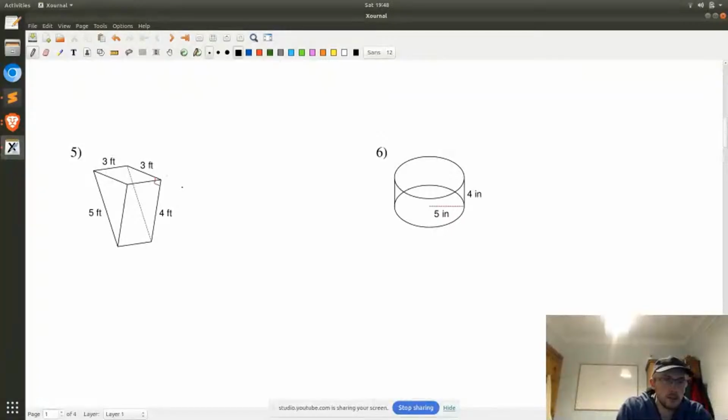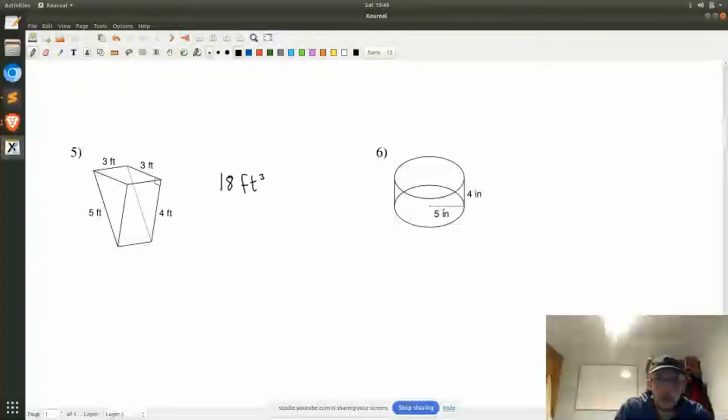Here, well, we have a good, it's a right triangle. All right, so it's a right triangle base prism. So 3 times 4, that's 12. Half that, that's 6. Times that by 3, and you get 18. 18 cubic feet.